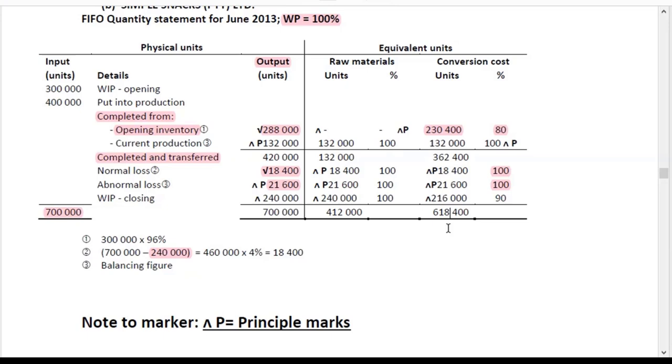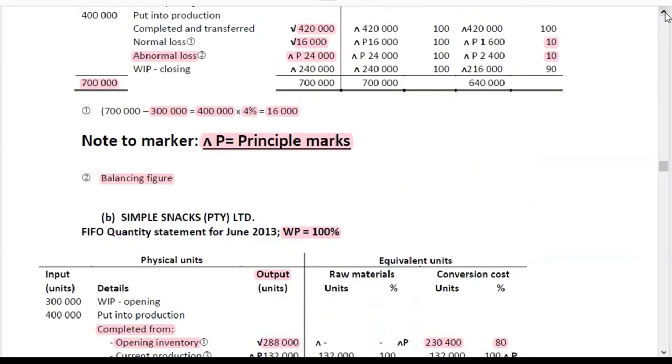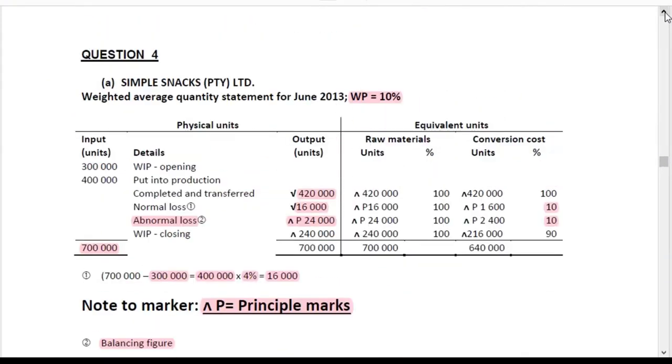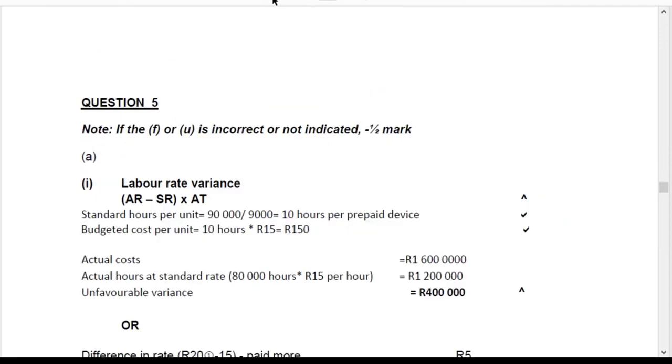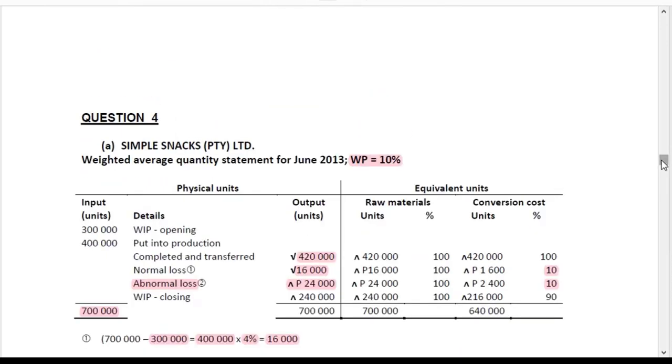Am I making sense? Yes, ma'am. So we always minus from 100% in the FIFO method. Yes. I think also in, it's in first in, first out, no? I stand to be corrected. Yeah, it's in first in, first out, because under weighted average, we don't even show the split of opening inventory. So it's under first in, first out. Yes, correct. Okay, thank you, ma'am. Pleasure.